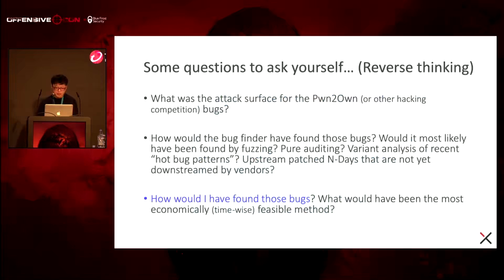So finally, I ask myself, how would I have found the same set of bugs with my current skill set? What would have been the most time-wise feasible way? And after doing some self-reflection, I update my bug hunting strategies if there are any areas for improvement.